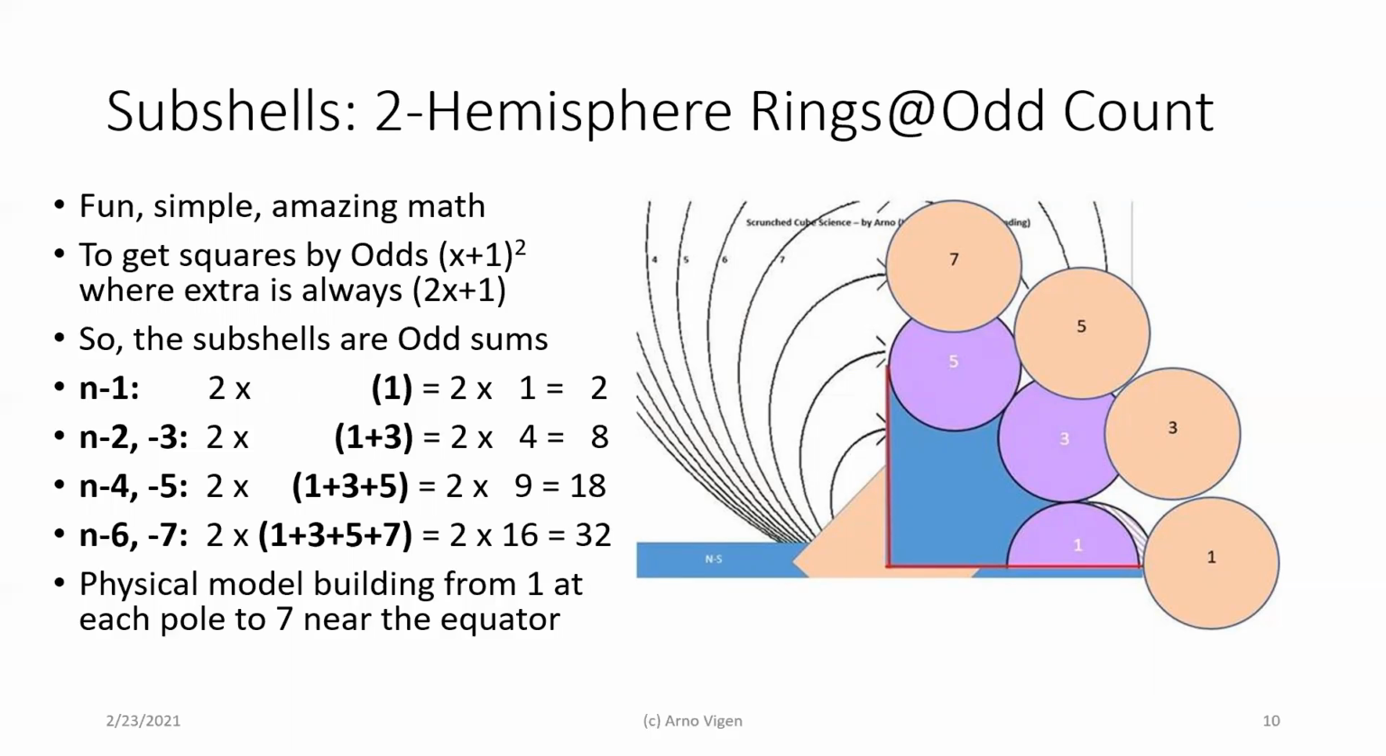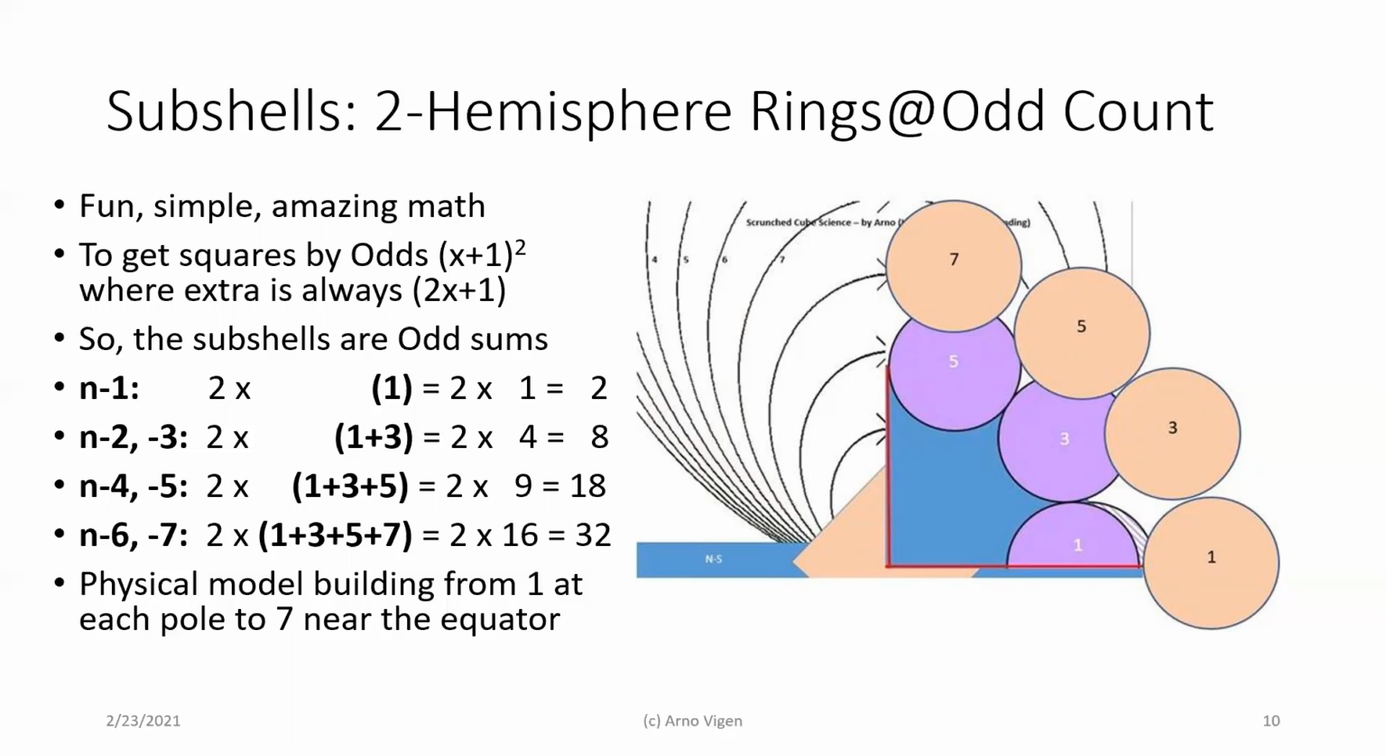Then 1 plus 3 plus 5 equals 9. But that's the 3 squared from the prior slide. And that times 2 is the 18. And 1 plus 3 plus 5 plus 7 is 16. Another square, 4 squared, becoming 32 electrons.